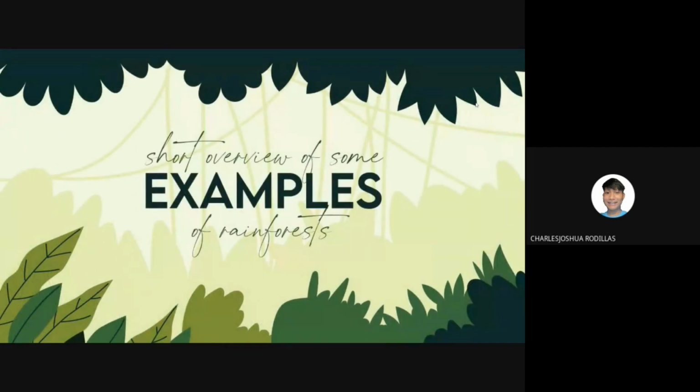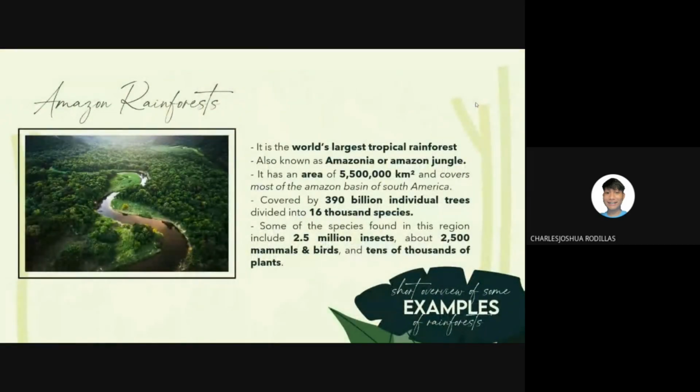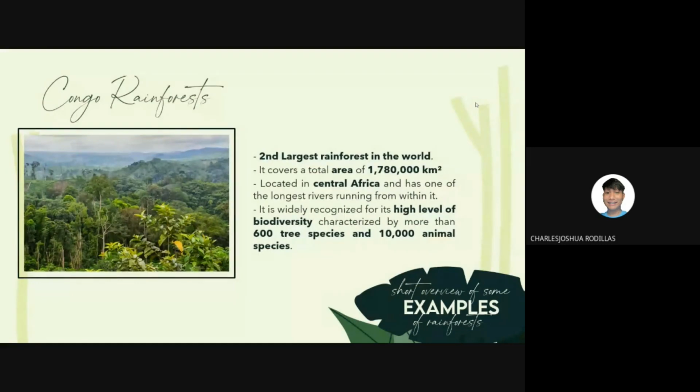Here is a short overview of some examples of rainforests. First is the Amazon rainforest. The Amazon rainforest is the world's largest tropical rainforest. It is also known as Amazonia or Amazon jungle. The forest is estimated to be covered by 390 billion individual trees divided into 16,000 species. Some of the species found in this region include 2.5 million insects, about 2,500 mammals and birds, and 10,000 plants. Next slide, please.